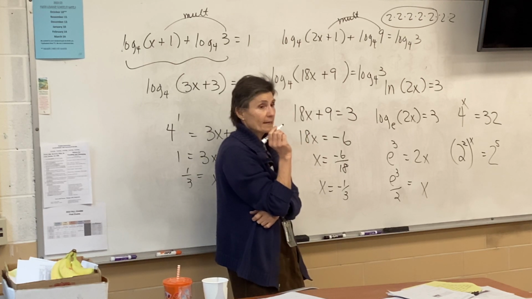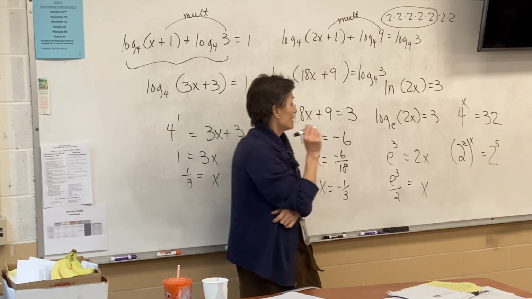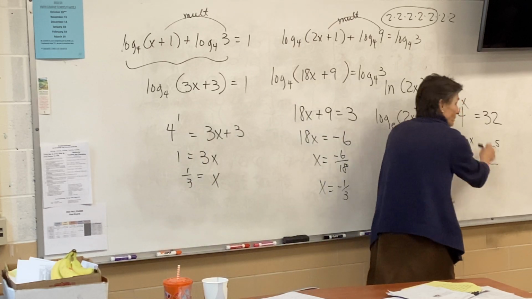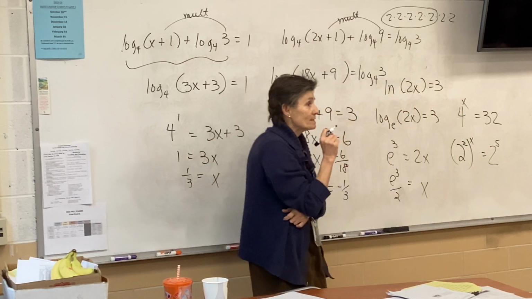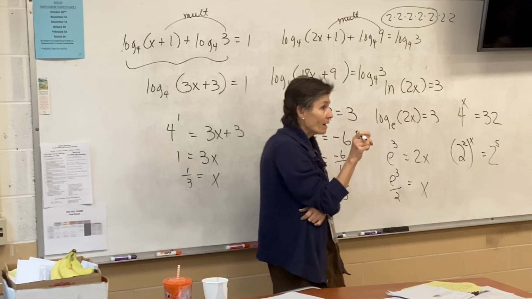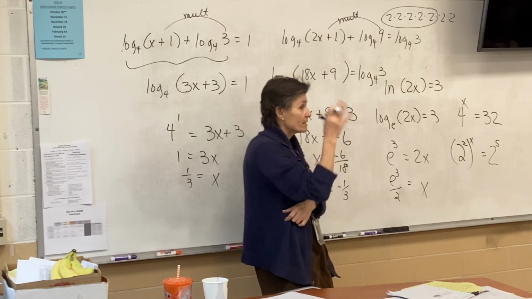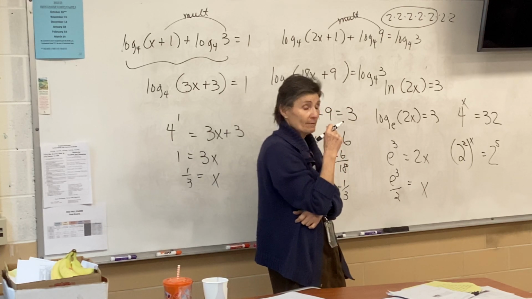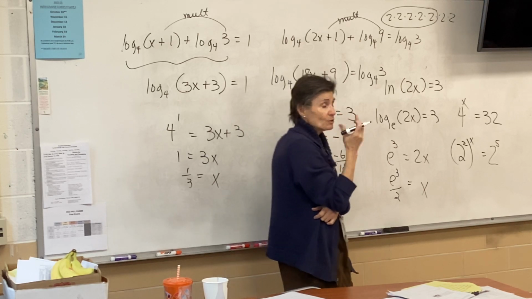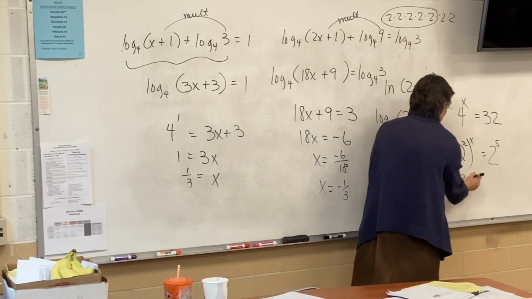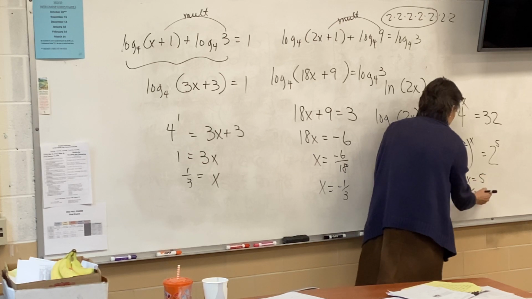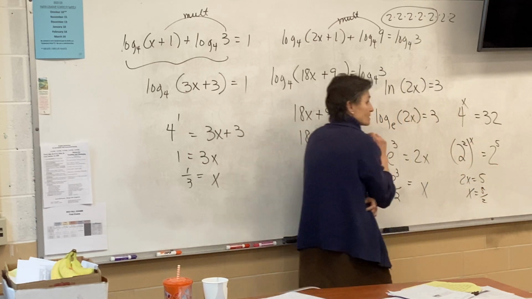If I can't use a calculator, this has to happen. You'll always be able to match them up, 2 and 2, 3 and 3, whatever, if you don't have a calculator. That's the only way to do it. So 2x equals 5, and x equals 5 halves.